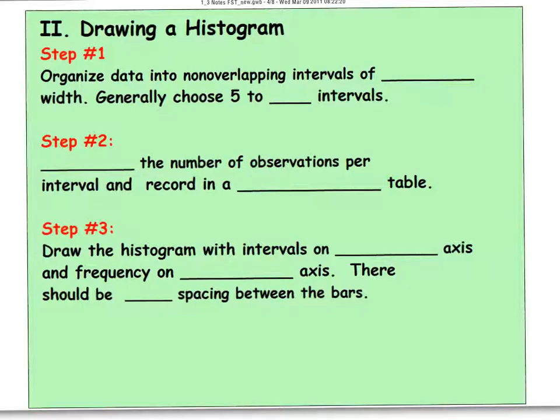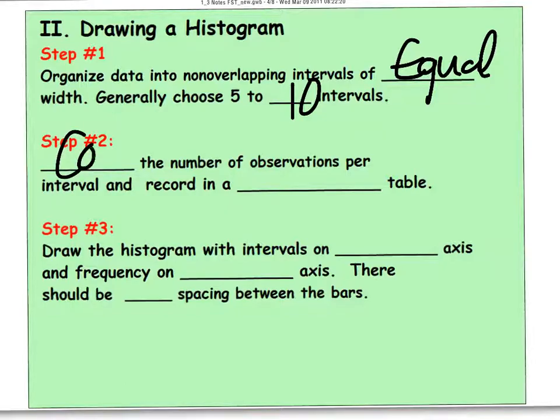The first step is you want to organize data into non-overlapping intervals of equal width. Generally, when you do this, you're going to have between 5 to 10 intervals per graph. Step 2, you're going to count the number of observations per interval and record that in a frequency table. So we'll talk about how to make that frequency table.